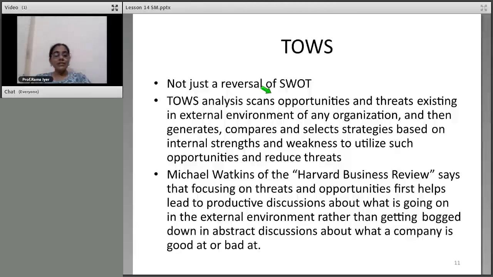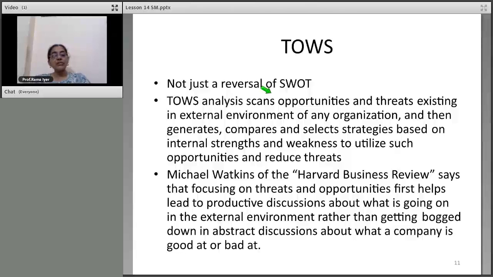So Michael Watkins of the Harvard Business Review says that focusing on threats and opportunities first helps to focus your productive discussions. That is what he says. It will become more focused about what is going on outside. How should I use my strengths and weaknesses to reach where I want to reach? Though it is not just a reversal, but a tool for strategy evaluation and selection.